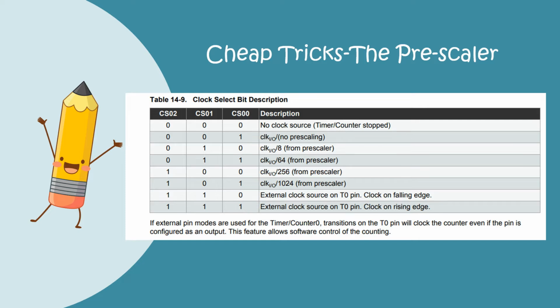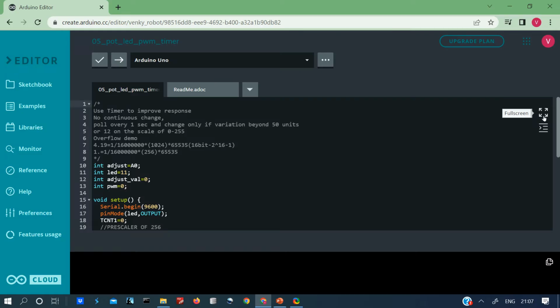And just to refresh, this is our prescaler table from the Arduino Uno's ATmega328P datasheet. And as you can see from here, for a prescaler of 256, you need to set the CS12 bit for timer 1 as 1, and the other bits need to be 0.